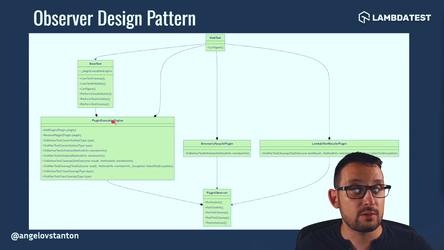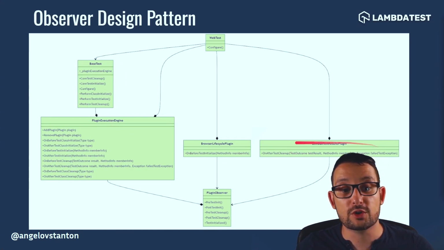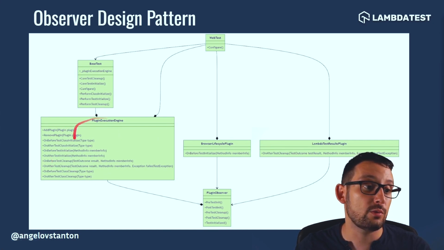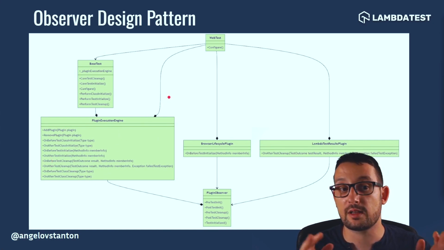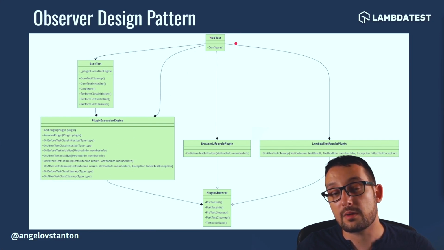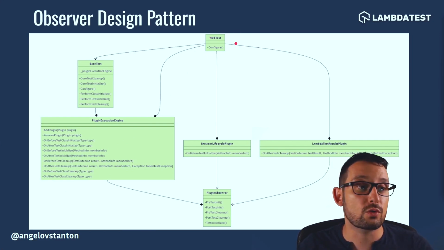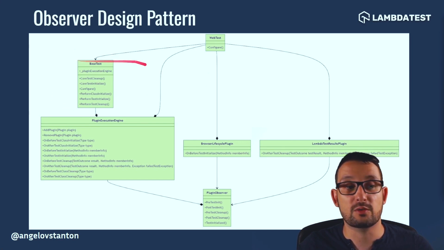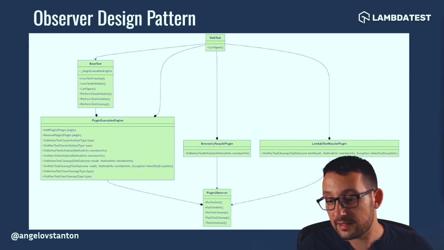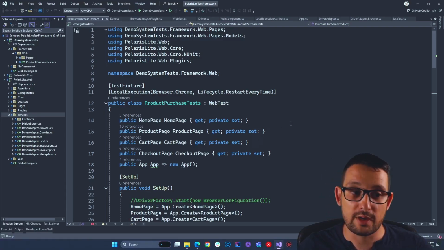Our base test won't know which plugins will be executed by the plugin execution engine. Instead, it will just use the plugin execution engine, and that's it. Later, in some of our specific tests, we are going to add the plugins to the plugin execution engine, but again, without modifying the base test class. That's it. Let's see it in action, and I'm sure that you will get it.